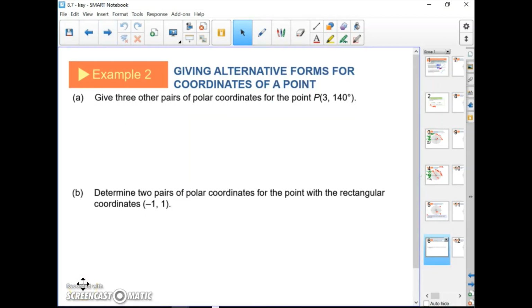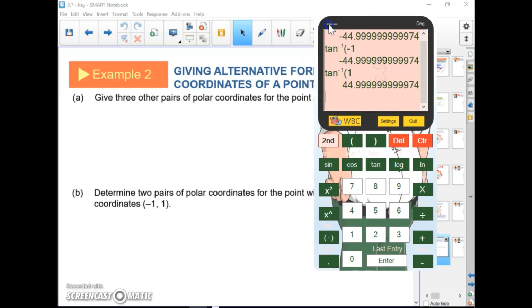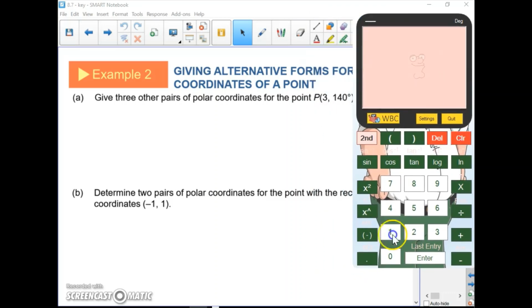Example 2, give 3 other pairs of polar coordinates for the point P, which is 3, 140 degrees. All right, so I think the most obvious thing is to add 360 degrees. So one thing you can do is let's just add 360. So another way of representing this would be 3, 500 degrees. Okay? That's the same place. Add 360, add 360, add 360. I could do that an infinite number of times and get an infinite number of different representations for that same location. Okay? But that's too simple.